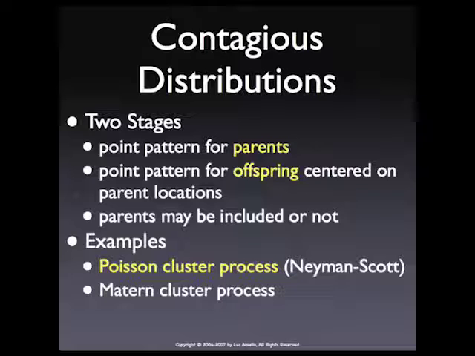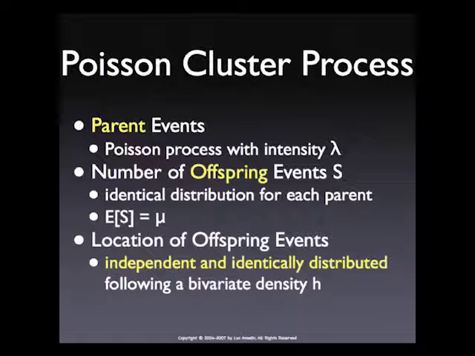So more formally, in a Poisson cluster process, as I said, we need to model three things. We need to model where the parents will be. We need to model how many children they will have, and where the children will be relative to the parent. In a Poisson cluster process, the parent events are simply a homogeneous Poisson process with a given intensity. So let's say there's 10 parents per square kilometer. That is where you put them randomly using that kind of process.